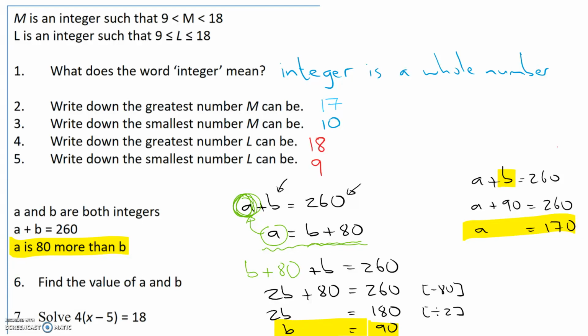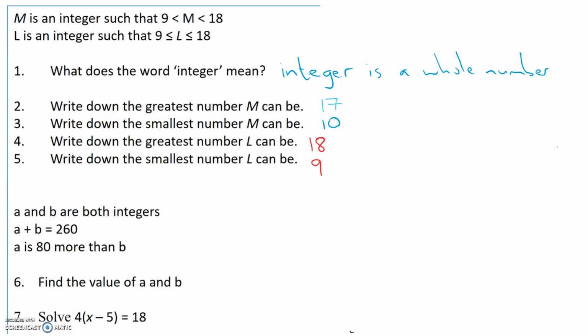Right, let's just check. Are we correct that A plus B equal 260? Well, if we add 170 and 90, we get 260. Are we correct that A is 80 more than B? Well, A is 170, and that is 80 more than 90. Fantastic, so we're done. A is 170, B is 90. Okay, again, we cleared some space. We said that A is equal to 170 and B was 90. Okay, question 6, done.